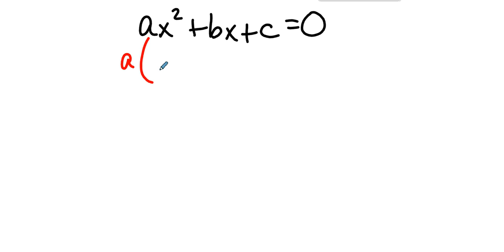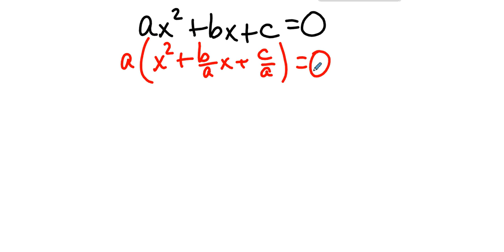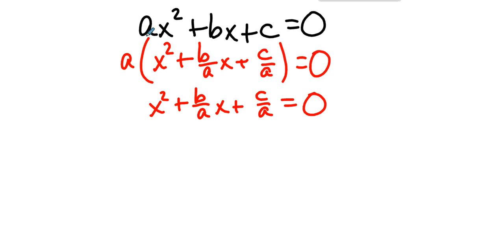So first we'll factor out the a, because it is easiest to complete the square if the coefficient on x squared is 1, and if a times something is 0 and a is not 0, we can divide that out. If a is 0, this isn't even a quadratic, so a is definitely not 0. And then we complete the square.